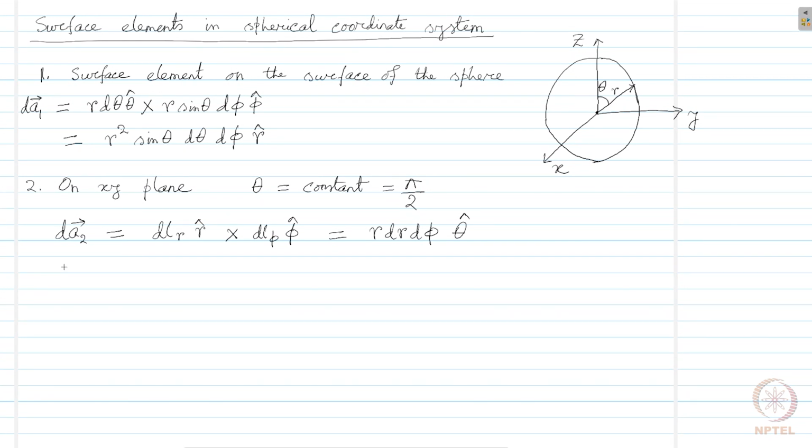Please note once again here that the range of r is 0 to infinity, the range of theta is 0 to pi, and the range of phi is 0 to 2 pi for spherical coordinate system.